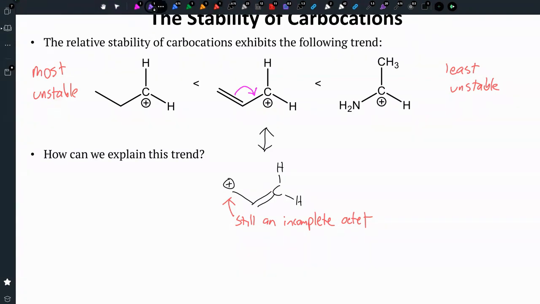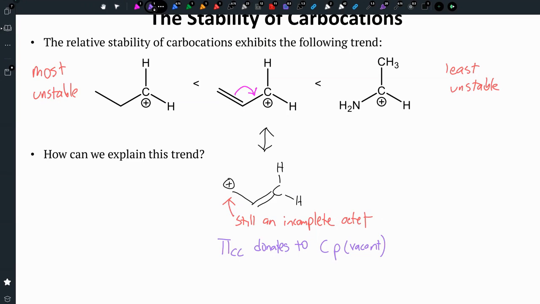If we want to describe this in terms of donor and acceptor orbitals, we could say that the pi C=C orbital donates to the empty p orbital on carbon. All right, and that's going to be a stabilizing effect.